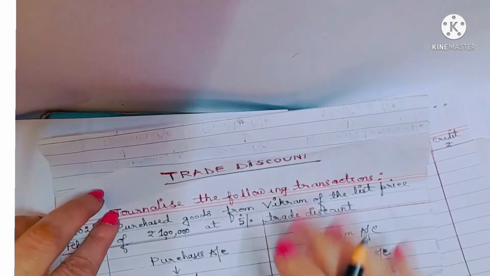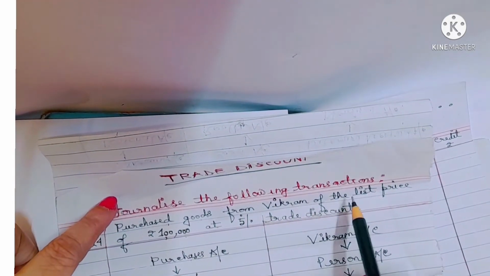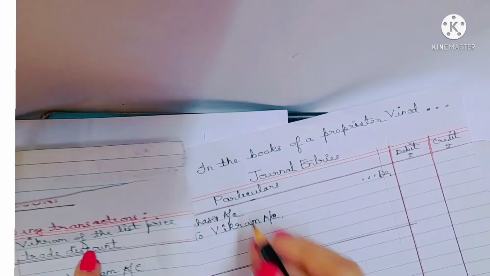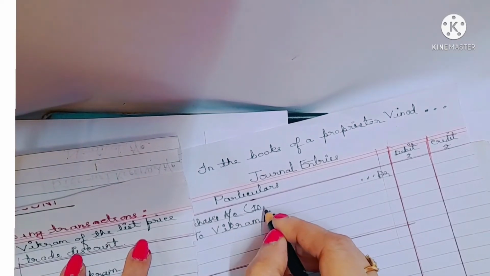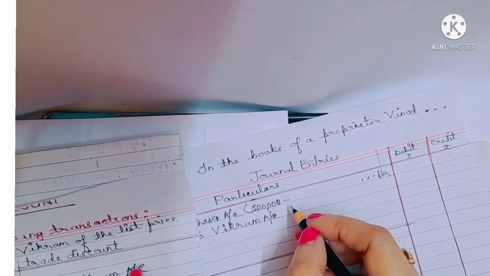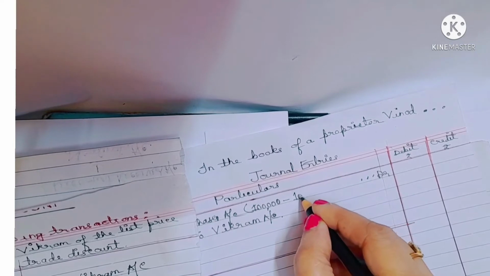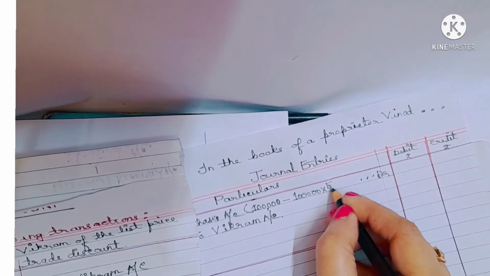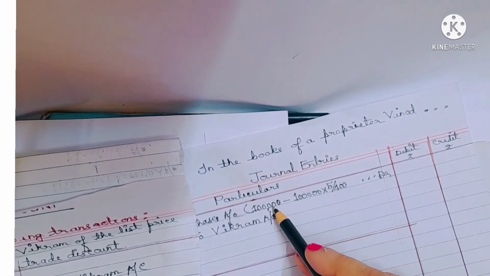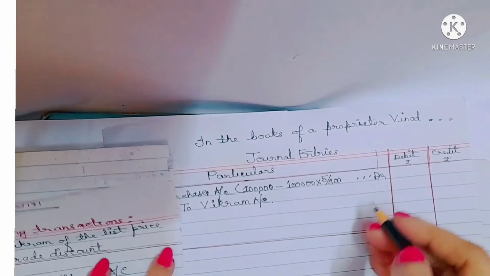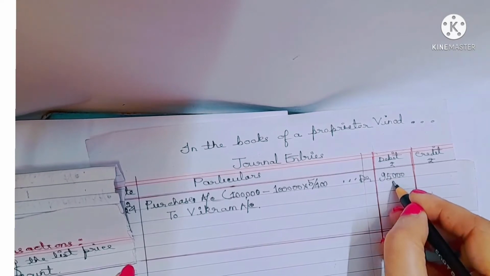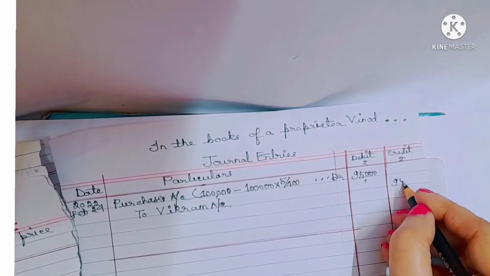Now let me show you the calculation. Purchases goods from Vikram at the list price of 1 lakh at 5% trade discount. Let me show you the calculation in a bracket. Five percent of 1 lakh is 5,000. So 1 lakh minus 5,000 means we are purchasing goods from him at 95,000.